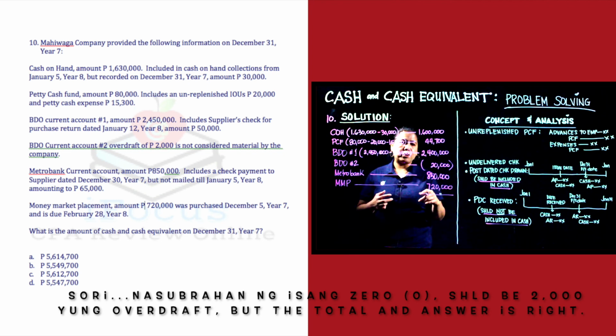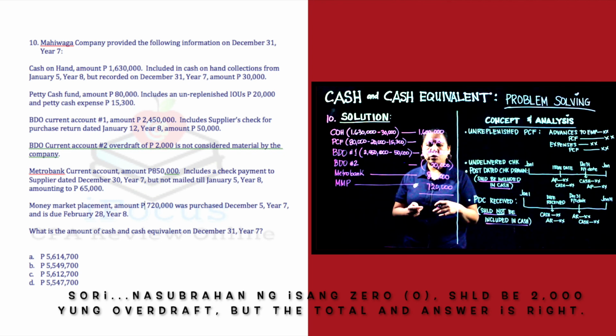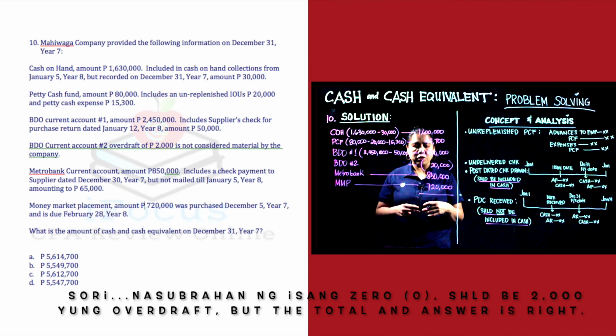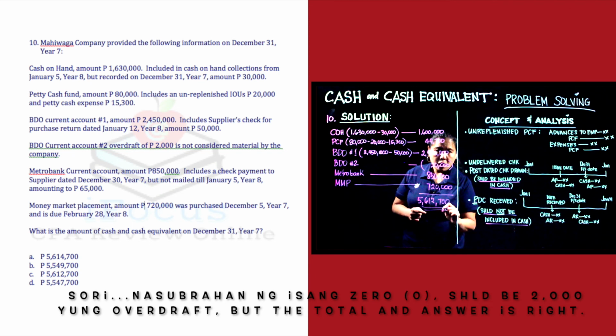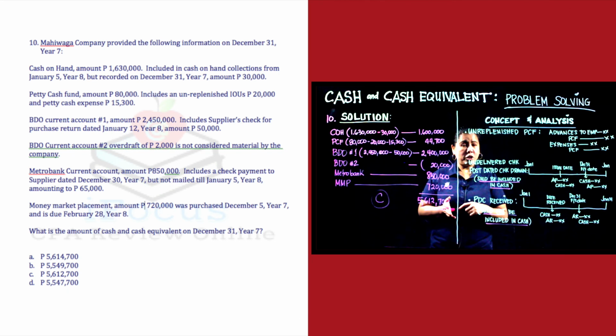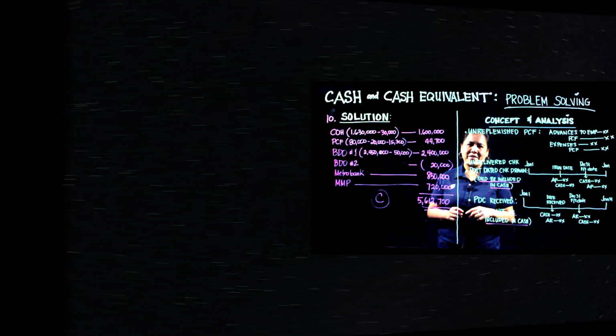Alright. So, our total amount of our cash and cash equivalent is 5,612,700. And our answer is letter C. So, dito po nagtatapos ang ating problem solving. I hope marami kayong natutunan dito po sa ating problem solving. Then, I will see you next, accounts receivable. I'll see you there.